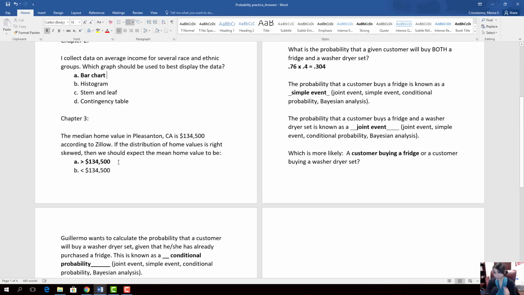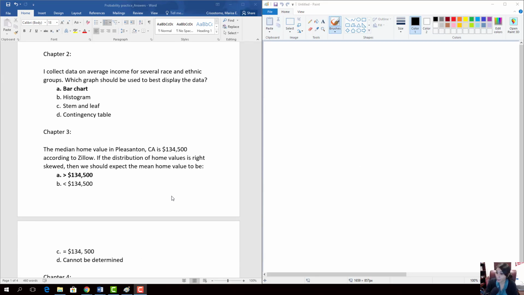we are going to just use the bar chart. From Chapter 3, the median home value in Pleasanton, California is $134,500 according to Zillow. If the distribution of home values is right skewed, then we should expect the mean home value to be. This question addresses the relationship between mean, median, and mode for right skewed, left skewed, and normal distributions.